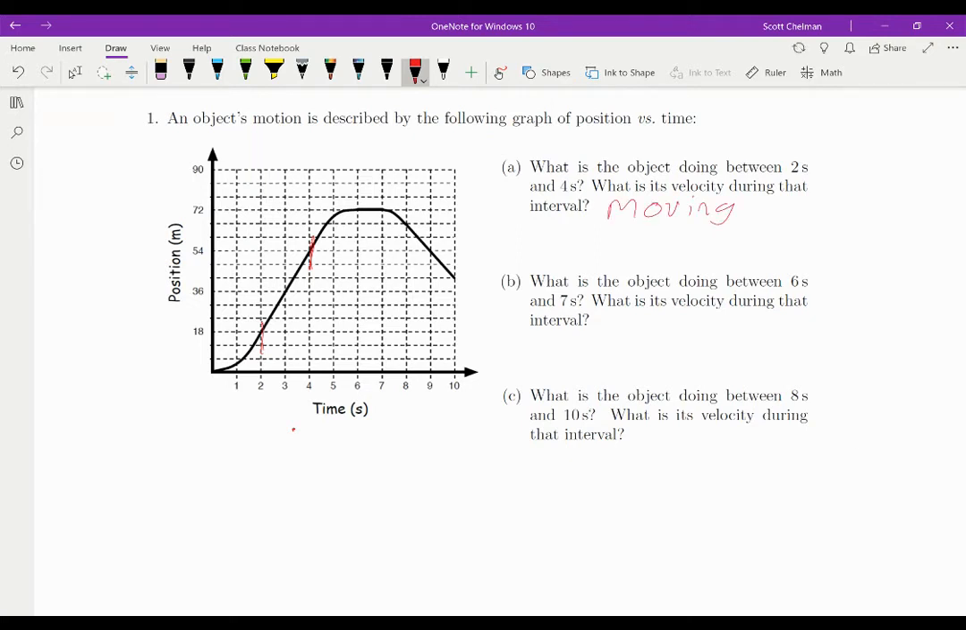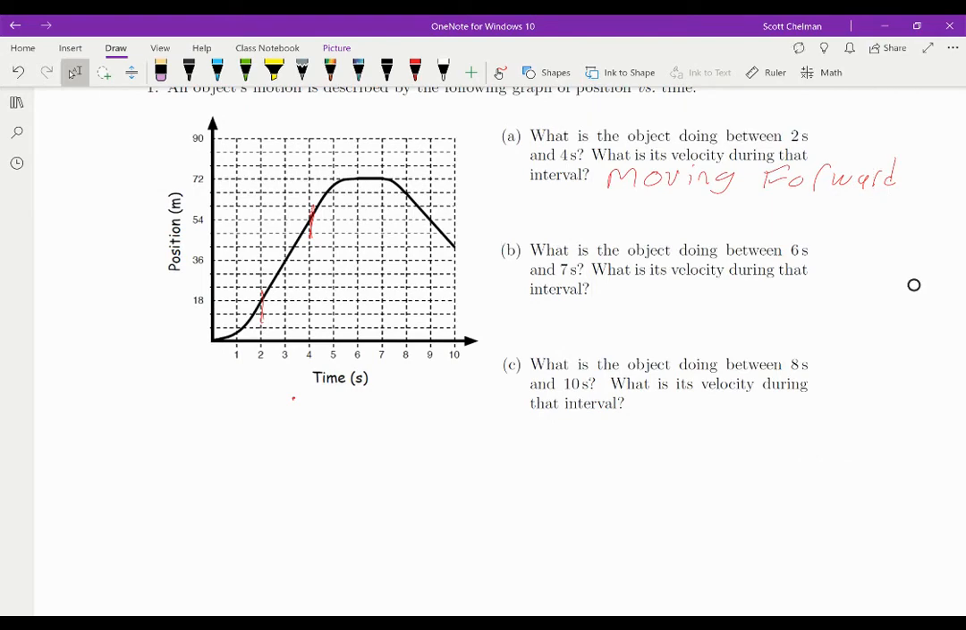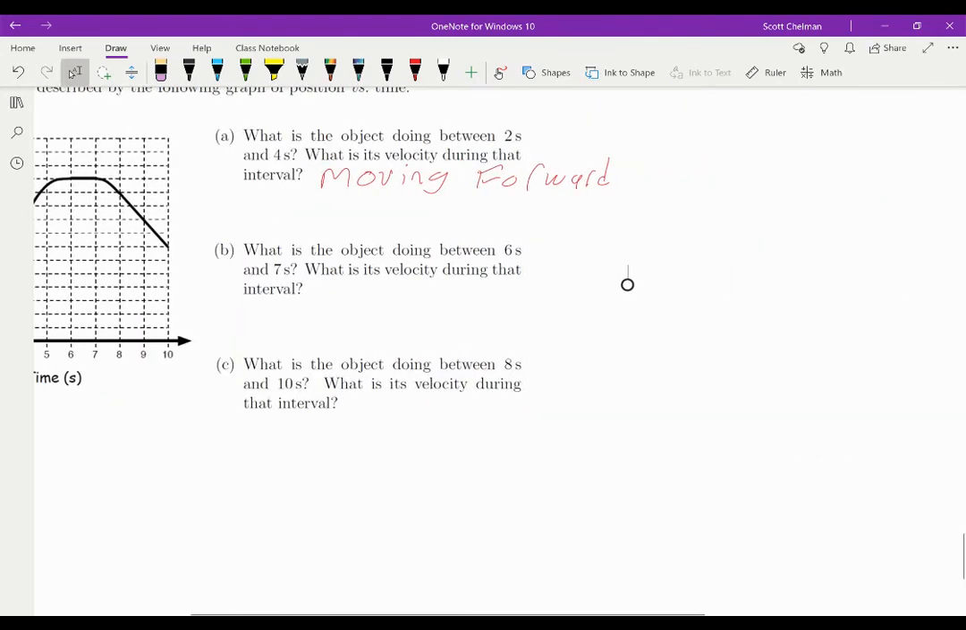I like to be super concise with my words sometimes, especially when I write them down. Moving. How do we know that she's moving? Because it's not flat, right? It's not a flat slope. So it's got to be moving. And we know it's moving forward because it's a positive slope. All right. So that's the answer to the first question. The second question we'll do out here.